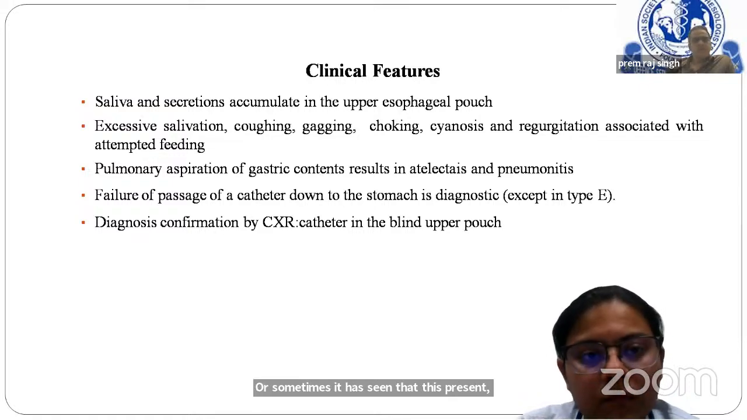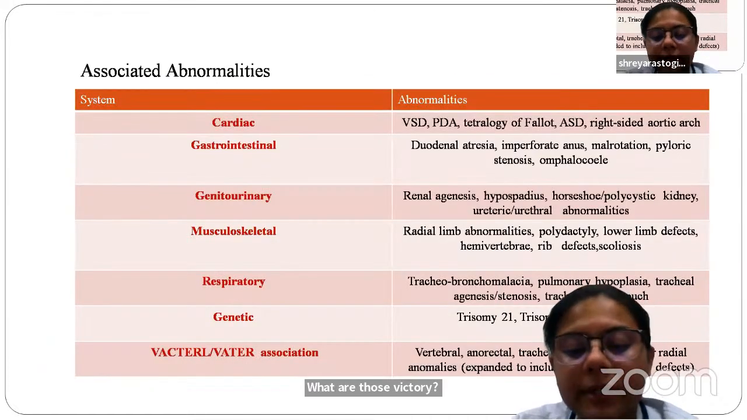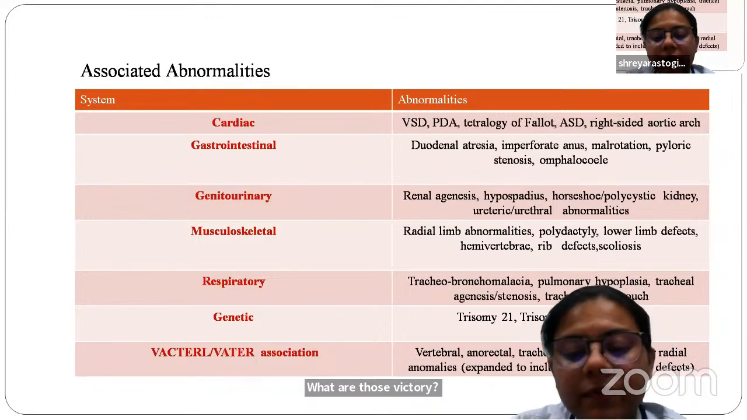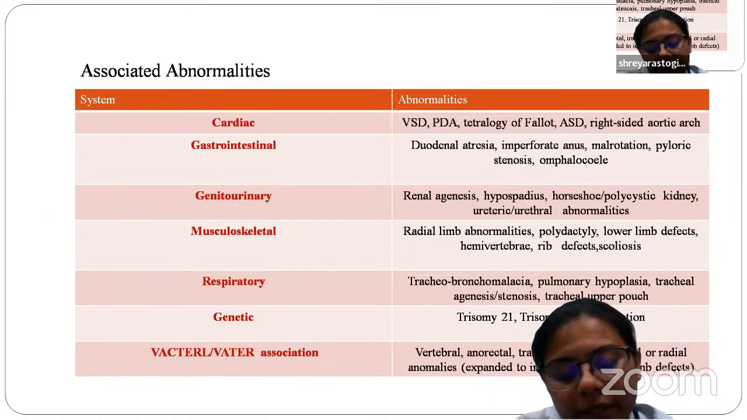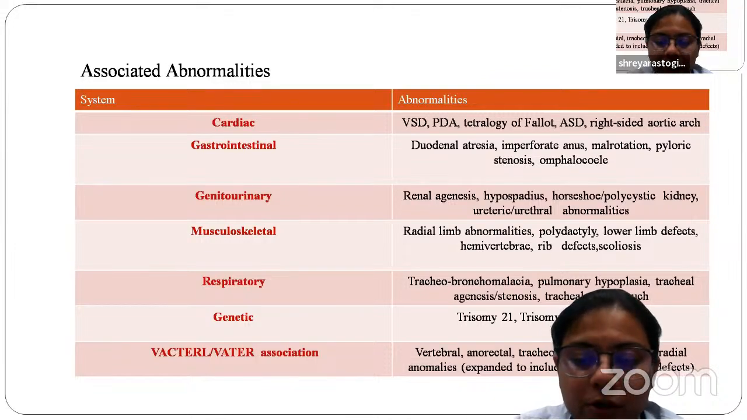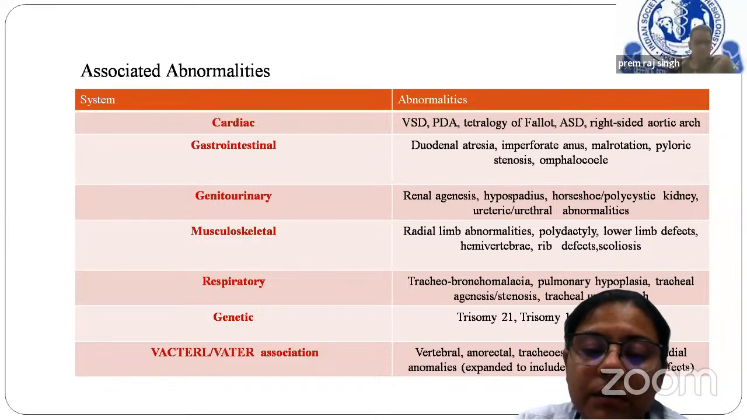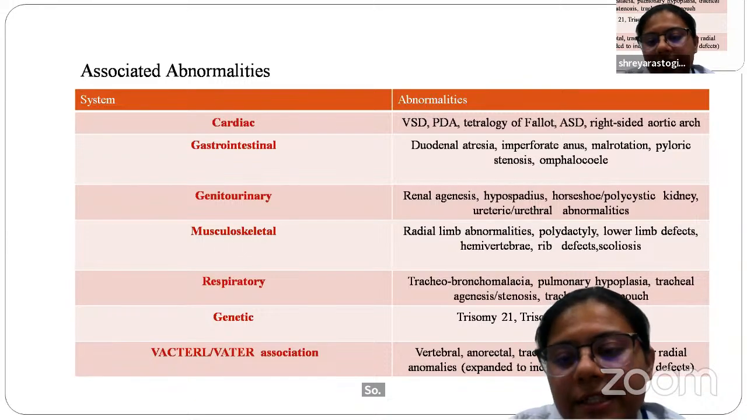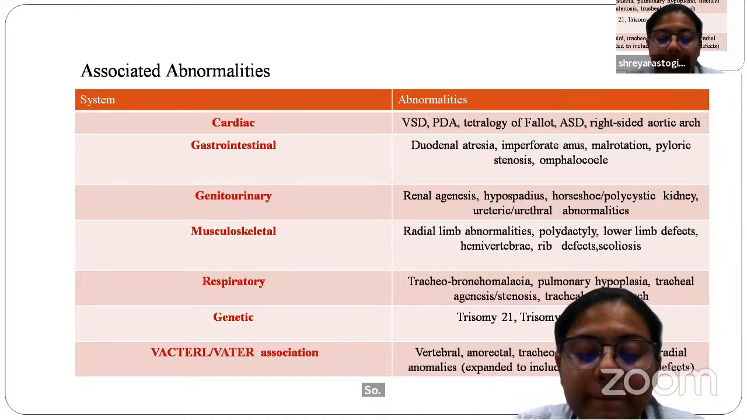Okay, yeah. Or sometimes it is seen that these children present with vectoral abnormalities. What are those vectoral? Sir, vectoral abnormality is a group of abnormalities in which vertebral anomalies are seen. Vertebral anomalies like hemivertebra can be seen, aplasia can be seen, anorectal abnormality is seen, tracheoesophageal fistula can be there, rectal anomalies can be seen, radial hypoplasia can be there, sir. Okay. Cardiac anomalies like VSD, ASD, tetralogy of Fallot and PDA can also be seen in such cases.